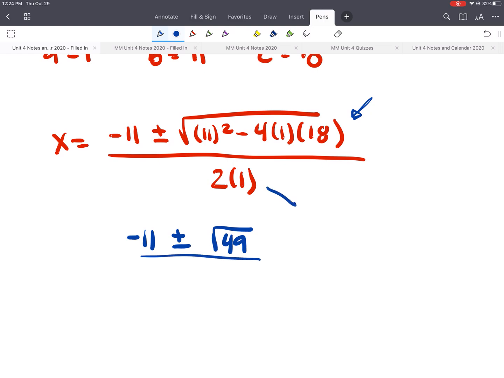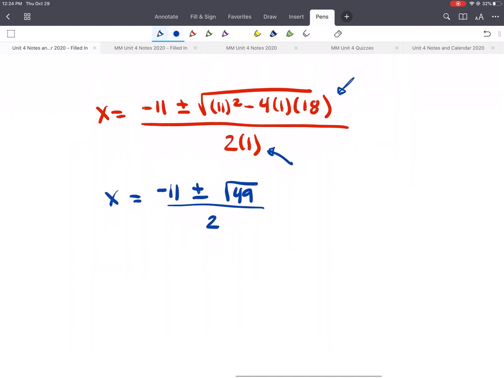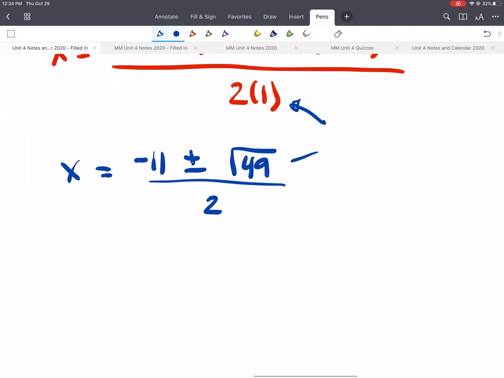So this would be the second step, maybe, would be to simplify the denominator. So that just gives you 2. It's already looking a lot better. Okay, now we'll simplify our root. That gives us 7. So negative 11 plus or minus 7 over 2.